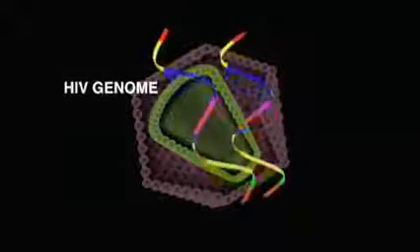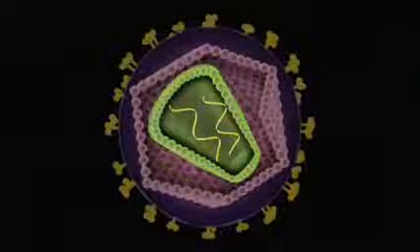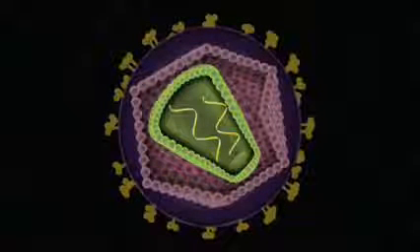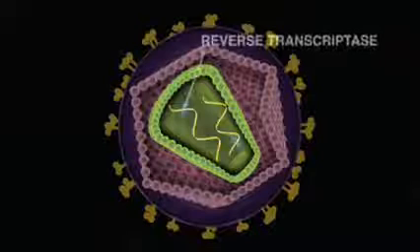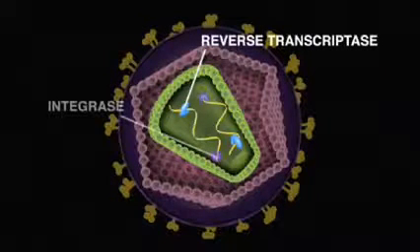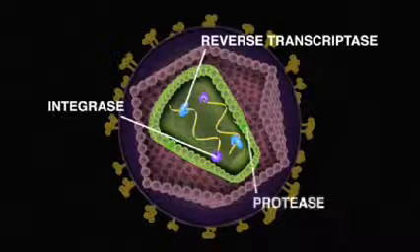These strands contain only 9 genes, in contrast to the 500 genes in the typical bacterium and roughly 20,000 genes in a human cell. The core also contains 3 enzymes. These molecules, called reverse transcriptase, integrase, and protease, are necessary for reproduction.